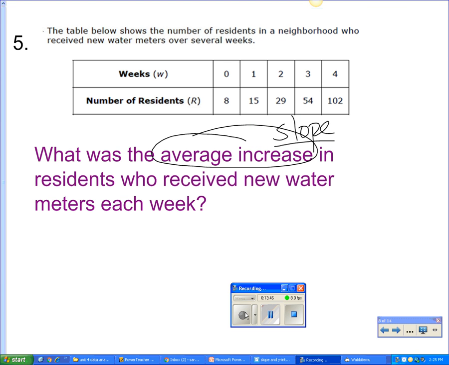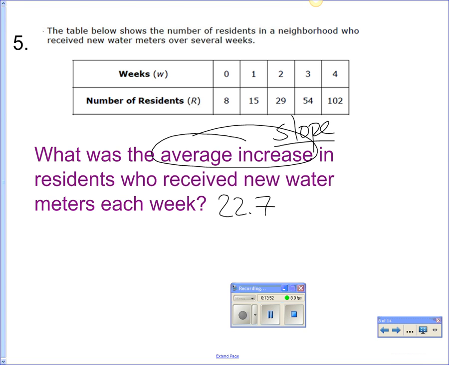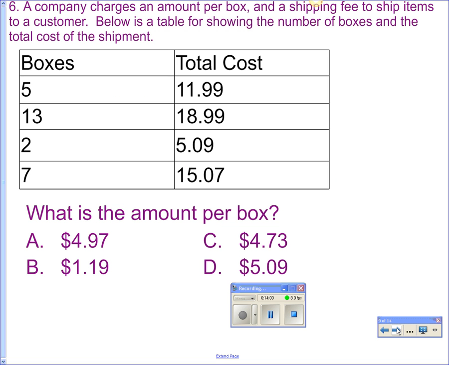All right, Jacob King, what you got for the slope? 22.7. Good. Excellent job. Okay. Any questions on that one? All right. Number 6. Tamara, read that one for us.